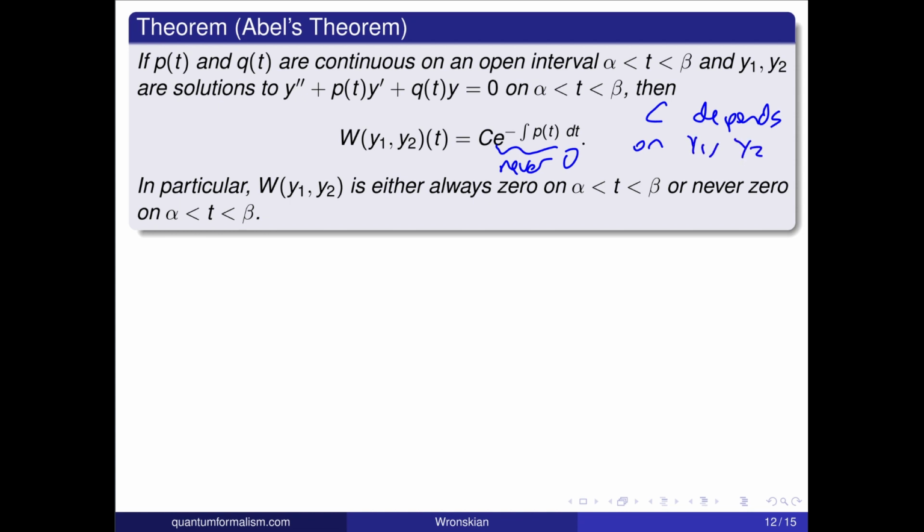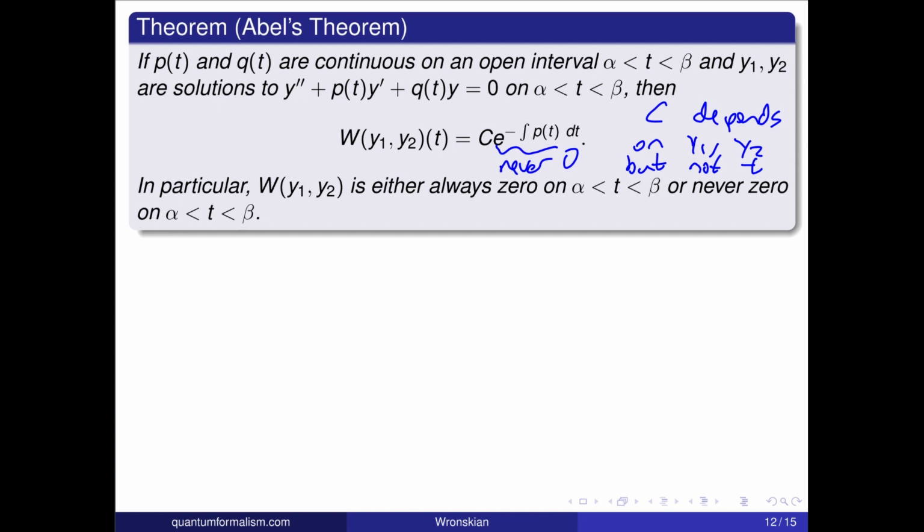So it's a constant in the sense that it doesn't depend on t. All right, yeah. And so because we have this expression for the Wronskian as a constant times an exponential function, that means that it's always 0 or never 0, right? It's either always 0 if this constant is 0, or it's never 0 if the constant is non-zero. Because if the constant's non-zero, it's a non-zero constant times this exponential function that's never 0, so it'll never be 0.